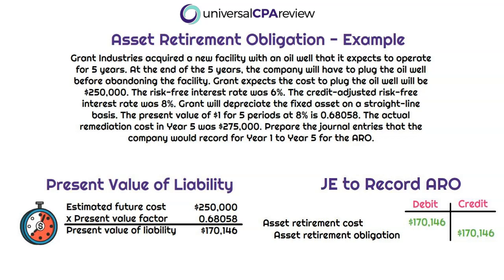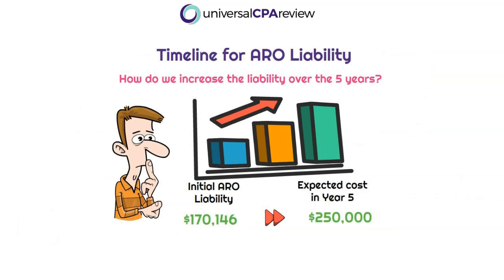There's no expense yet, and there's certainly no cash cost. So I know what you're thinking next. If that asset retirement obligation is currently on the balance sheet for $170,146, but ultimately at the end of year 5 it's going to cost the company an estimated $250,000, how do we increase that liability over the 5 years?